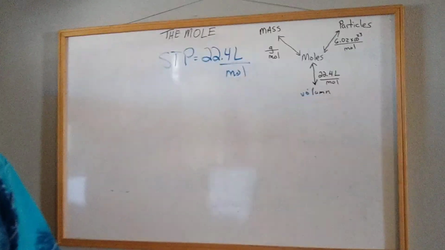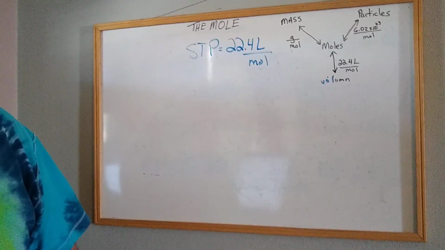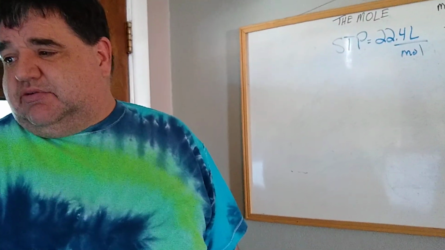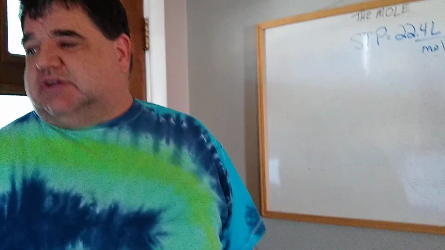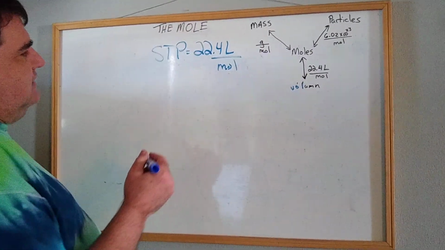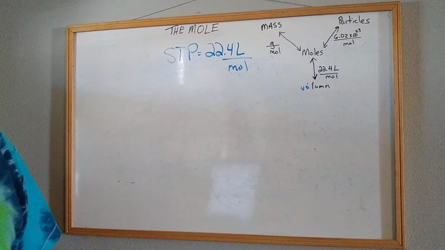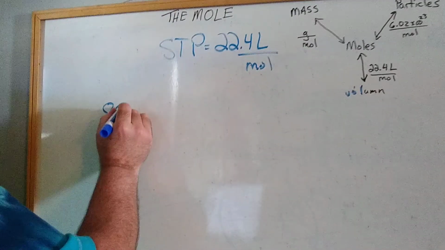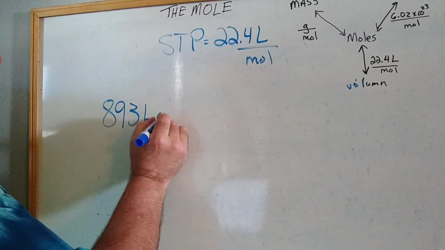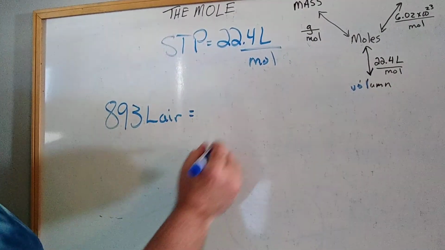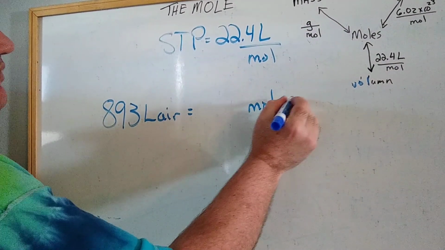So in this case, we said a container with a volume of 893 liters contains how many moles of air? So air is everything that we're breathing. It's that mixture of nitrogen, oxygen, and some other gases. So we write that out. We say, okay, we got 893 liters of air. We want to know how many moles of air that is.